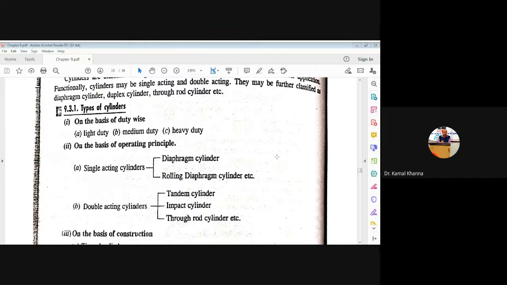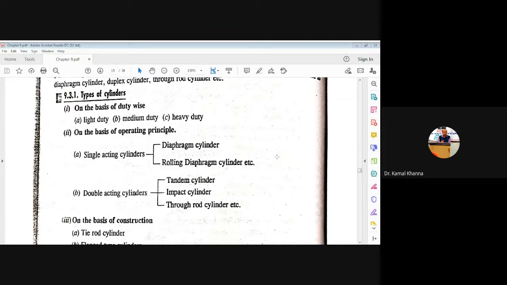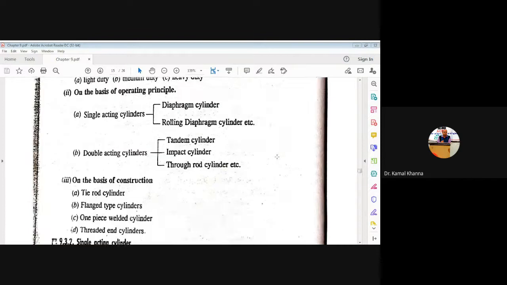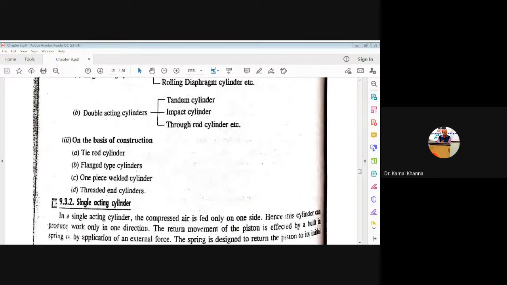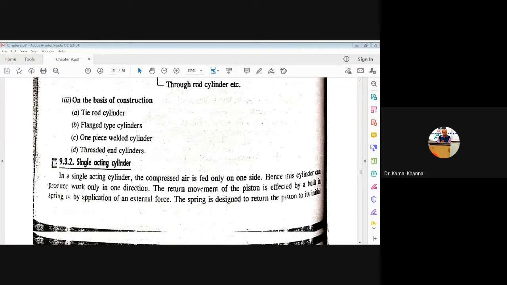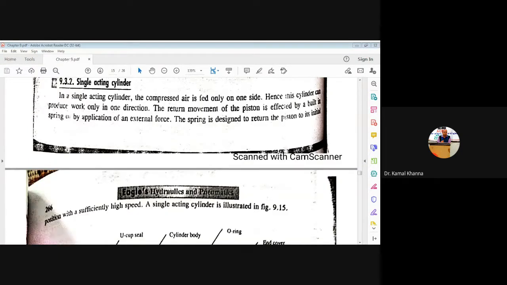That is, if we get a single delivery stroke with a single stroke of the piston, it's called a single acting cylinder. But if we get two delivery strokes with a single piston stroke, that is called a double acting cylinder. And we can also classify it on the basis of construction and design. So there are one-piece welded cylinders, tandem cylinders, flush type air cylinders and tie rod cylinders. We will do all these kinds of cylinders one by one.